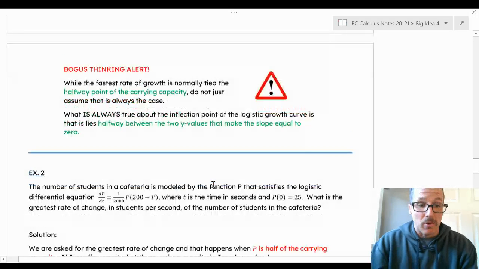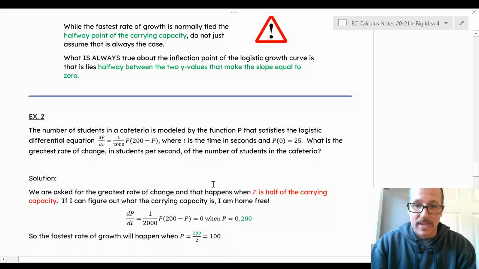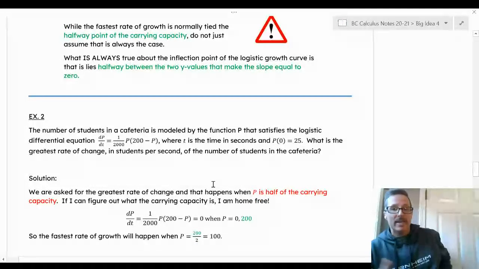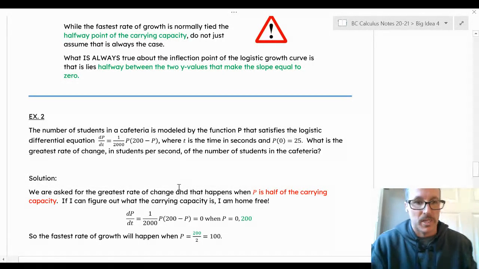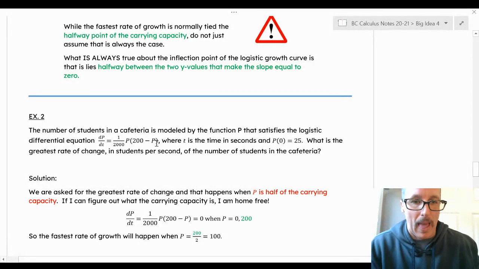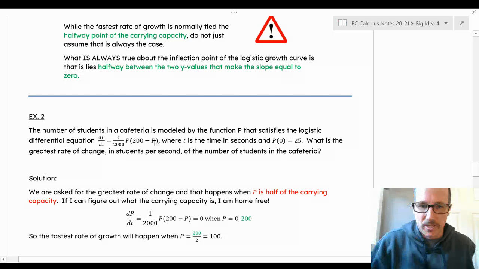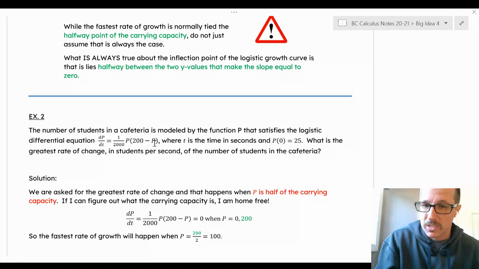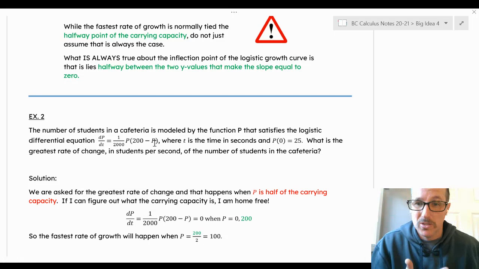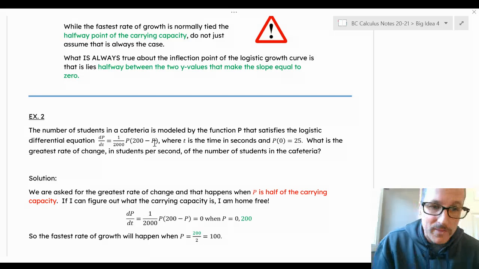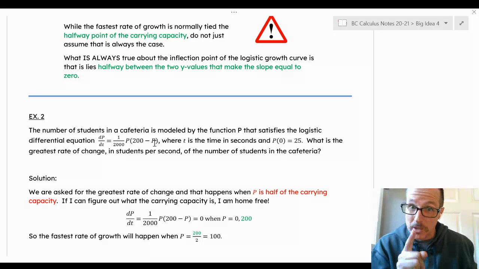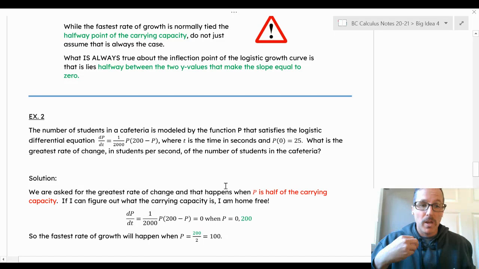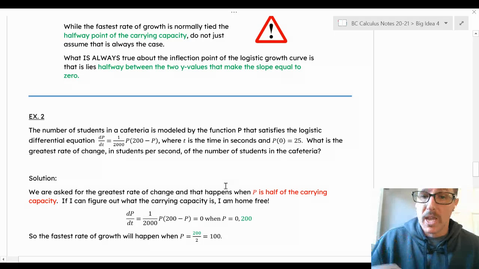Okay, let's look at another example. Good to see more examples. The number of students in a cafeteria is modeled by the function P, which satisfies the logistic differential equation dP/dt equals, you see it there. T is measured in seconds. P of 0 is 25, so the initial condition is 25 students. What is the greatest rate of change, in students per second, of the number of students in the cafeteria? So we want to know what the greatest rate of change is.